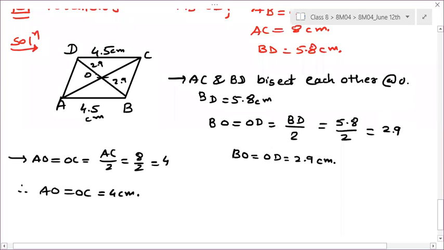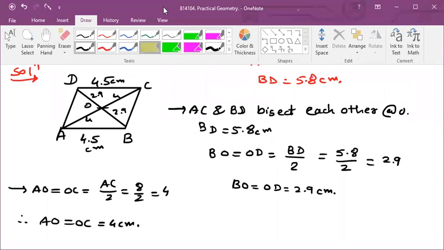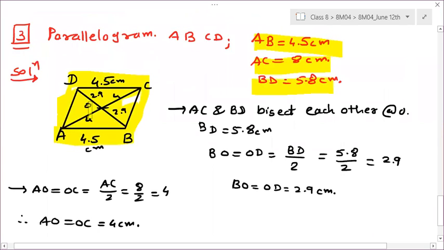Okay. I am repeating this once again. See over here. If it is parallelogram ABCD, AB is 4.5, AC is 8, and BD is 5.8. Since it is a parallelogram, if AB is 4.5, then its opposite side is also 4.5, or not? So if AB is 4.5, then CD is also 4.5.